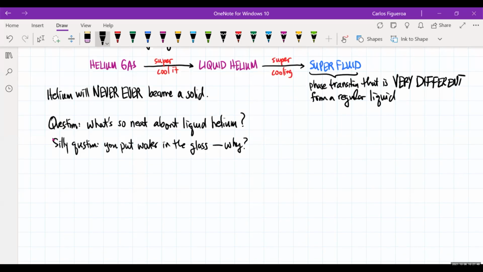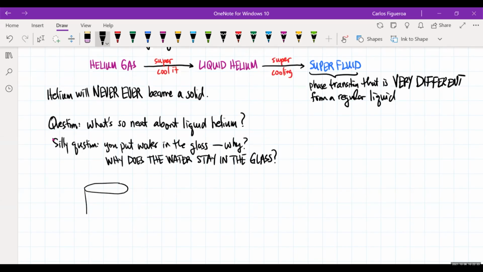But maybe the question that I'm really asking is this: why does the water stay in the glass? Why does water stay in the glass? Well, when I think about a water glass, what's really important?